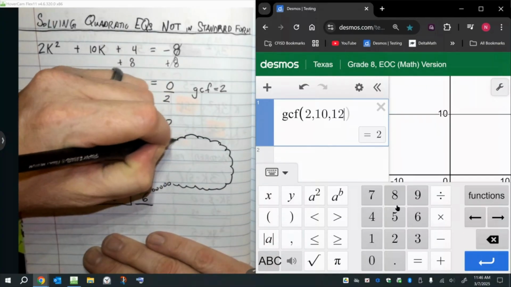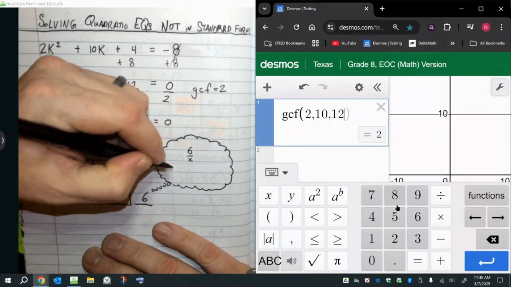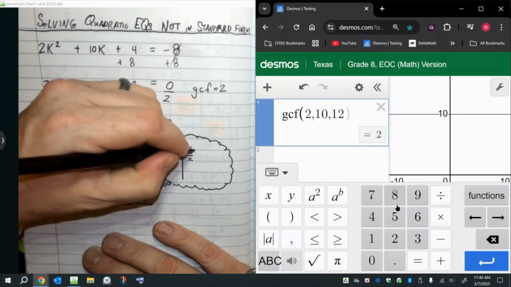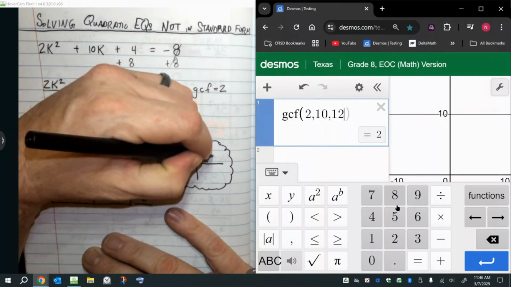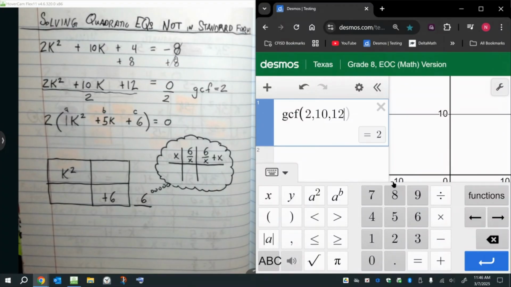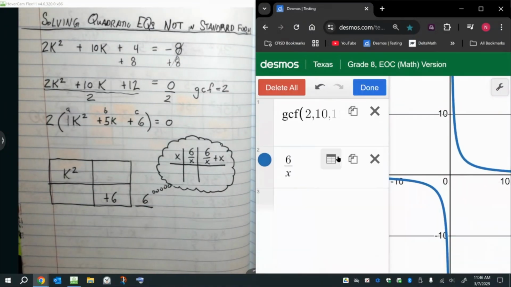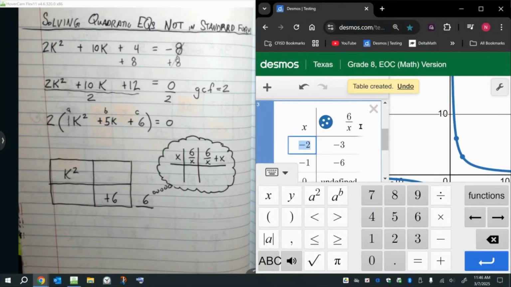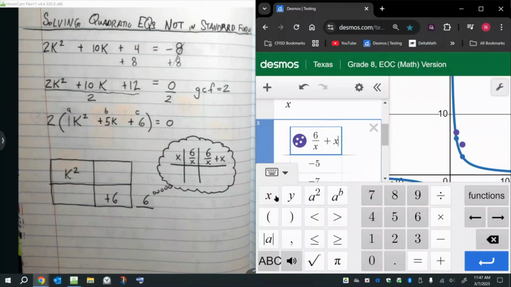I need to be doing my little table. What table? 6 divided by x. Then you turn it to a table. And then we say 6 divided by x plus x. So let's check it. 6 divided by x, turn it to a table. Add another column. 6 divided by x plus, whoops, back up, arrow over, plus x.